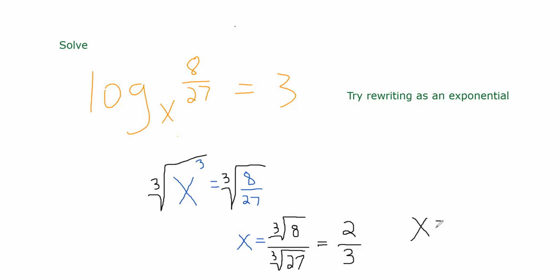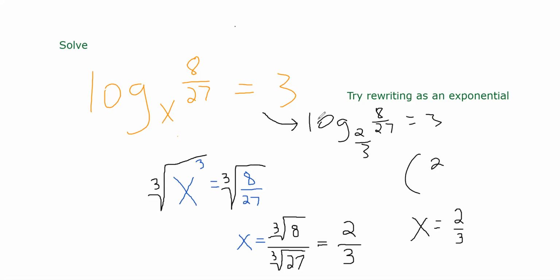So x is equal to 2/3. Put another way, the log base 2/3 of 8 over 27 is equal to 3. As an exponent, that's just saying 2/3 cubed equals 8 over 27, which makes sense. You'd cube the top, get 8, cube the bottom, get 27.